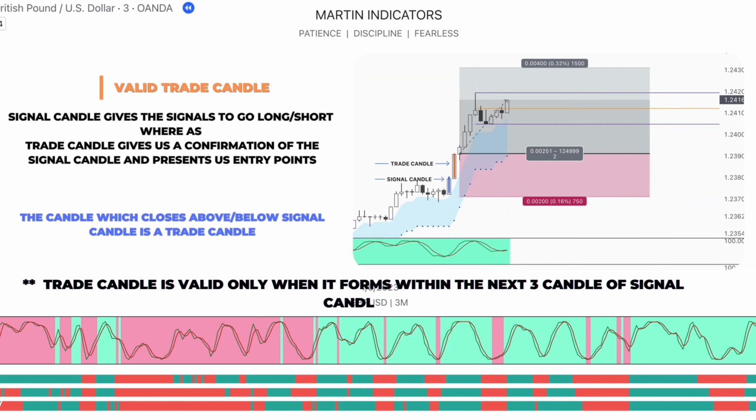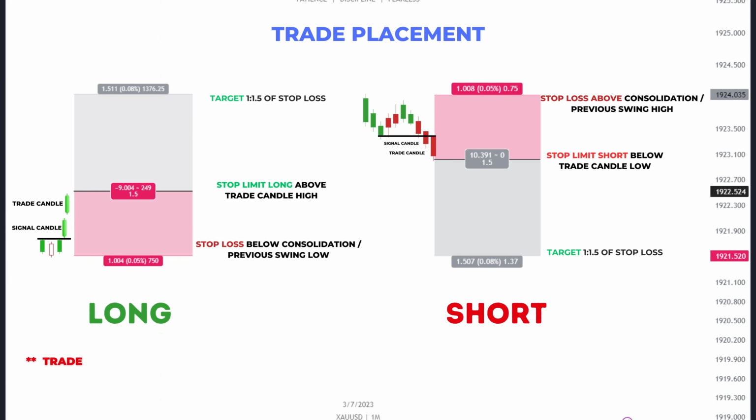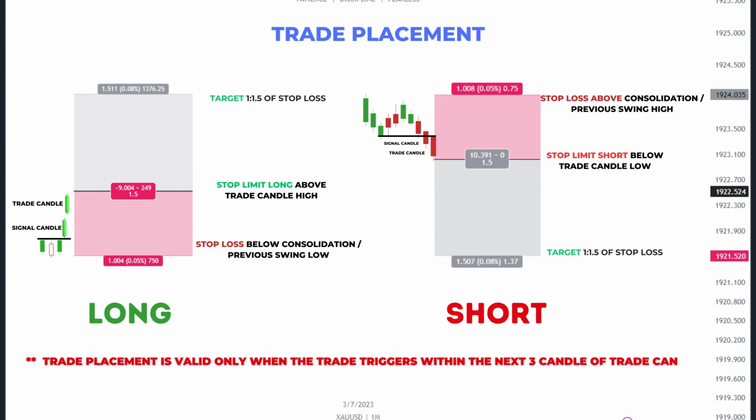The trade candle is valid only when it forms within the 3 candles after the signal candle. These are the trade placement models of Martin's strategy. The trade should trigger within the 3 candles after the trade candle to be valid.